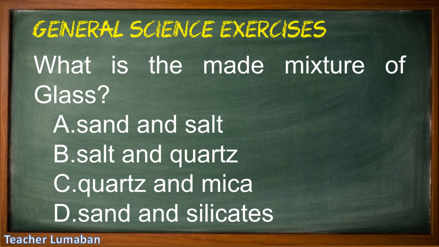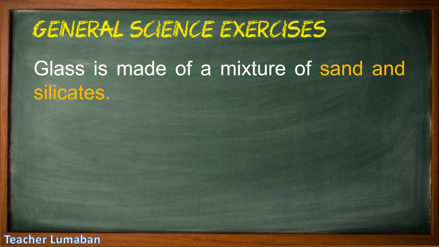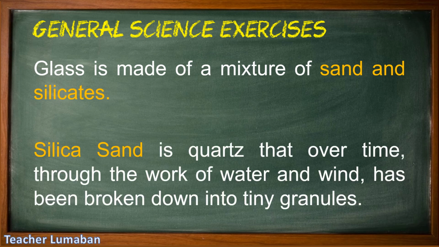The correct answer is letter D, sand and silicates. Glass is made of a mixture of sand and silicates. Silica sand is quartz that over time, through the work of water and wind, has been broken down into tiny granules.